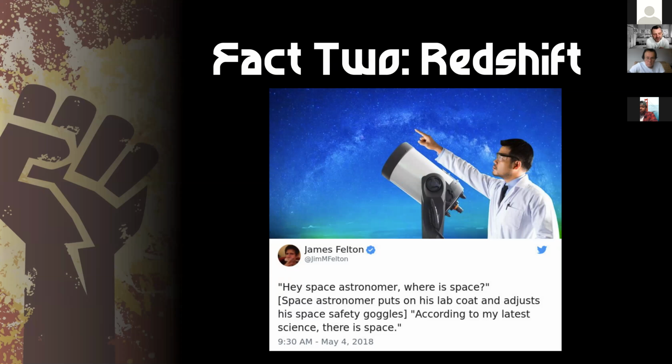But one of the most important observations for modern cosmology was made in the 1920s by Edwin Hubble, and that's to do with the redshift. So the redshift of galaxies. Now again, I'm not 100% sure who the audience is, so I'm going to go through a couple of things just to make sure we know what we're talking about.